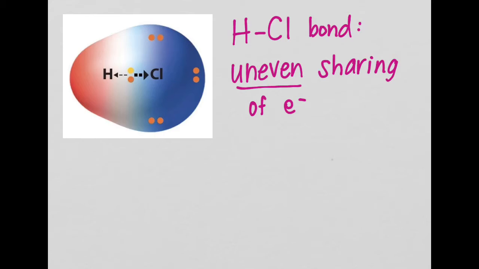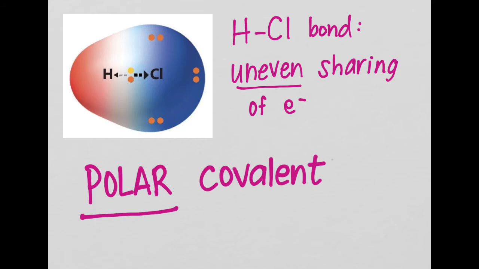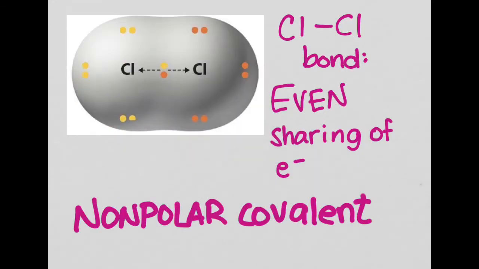So it turns out that we have names for what happens when we have even or uneven sharing. They're both still covalent bonds, but the one where there's uneven sharing is what's called polar covalent. So uneven sharing creates what is called a polar covalent bond, and even sharing results in what's called a nonpolar covalent bond.